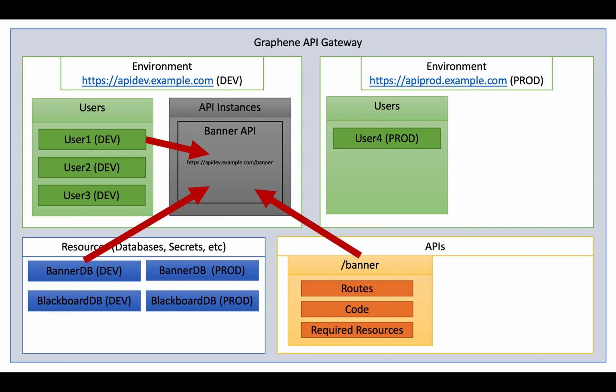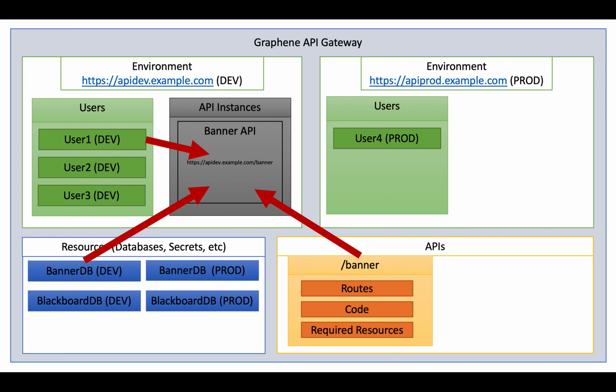Similarly, we need to map users or credentials to our particular API, and we can actually do that on a per route basis, and there's a whole bunch of granular control in there where we can say specific users only have access to specific routes for specific environments. But for this particular case, we're effectively just asserting that user 1, which is a dev user, has access to all of the API routes for the dev banner API instance.